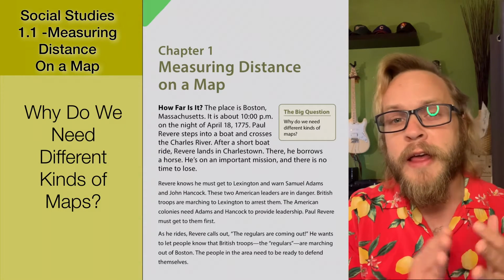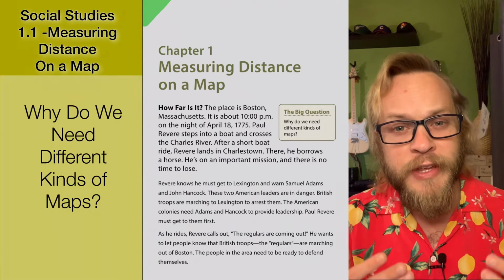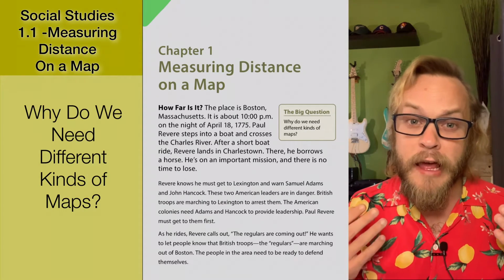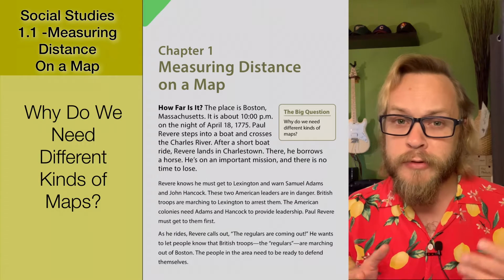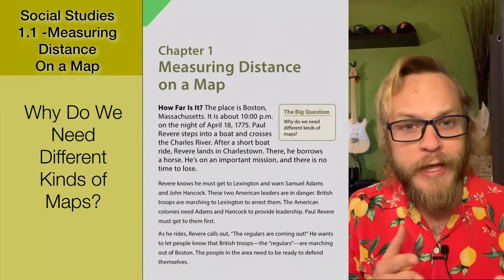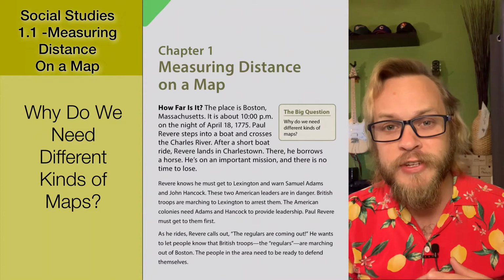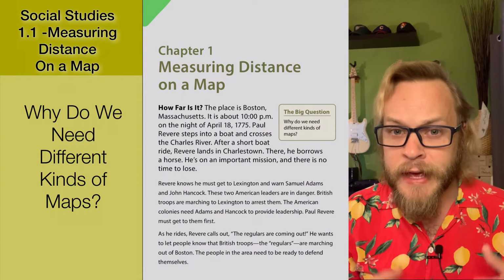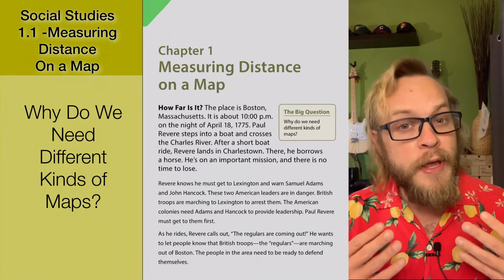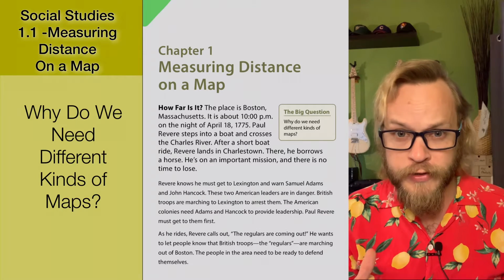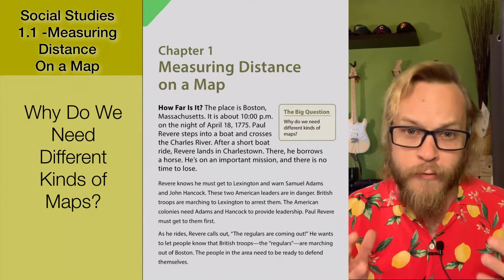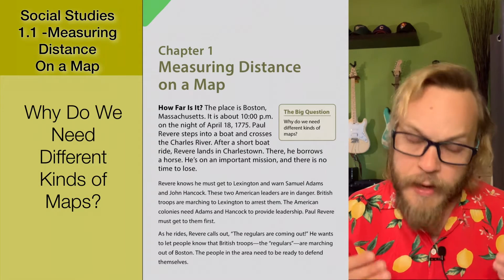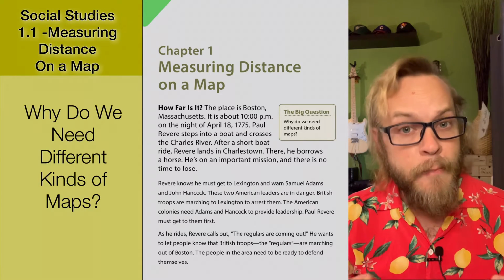So in social studies, we're going to be talking about the world around us and how to better understand it through the use of maps and through reading about history. Our first unit for social studies is all about understanding maps and how they impact how we interpret our world. So without further ado, let's get into chapter 1, measuring distance on a map.